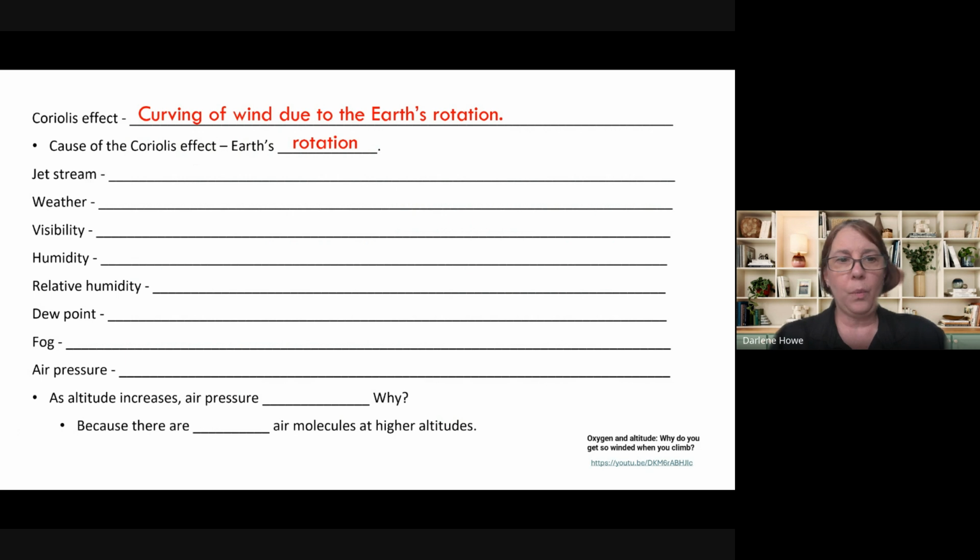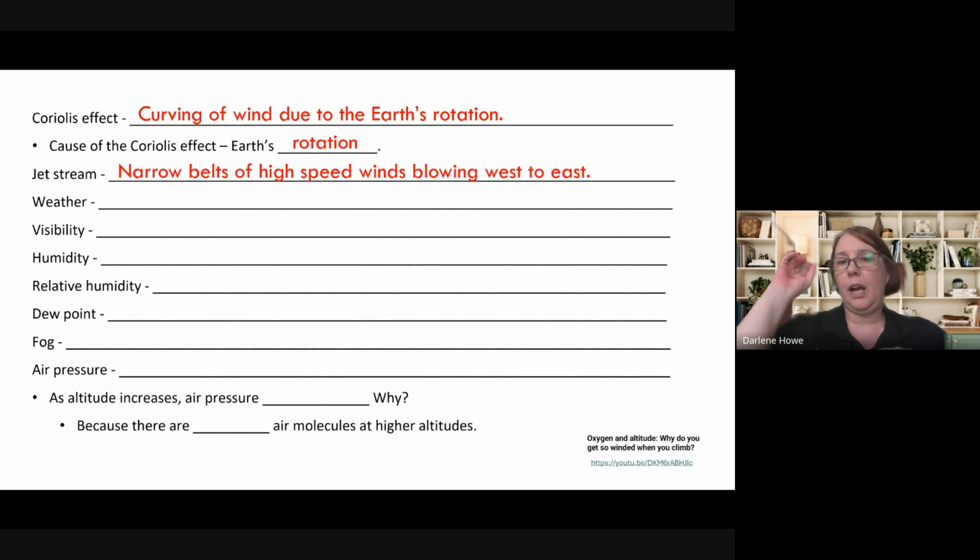Wow. Why are those direct flights so different? Because of this thing called the jet stream. The jet stream is narrow belts of very high speed winds blowing from the west to the east. The pilots know where to find these jet streams. You can even see clouds that are in a line up in that area.